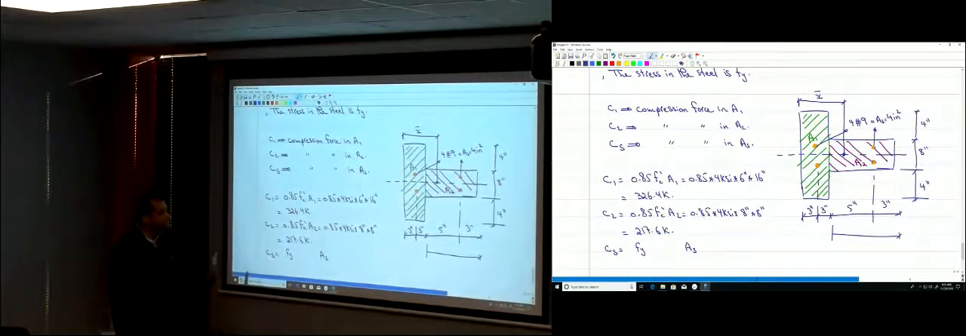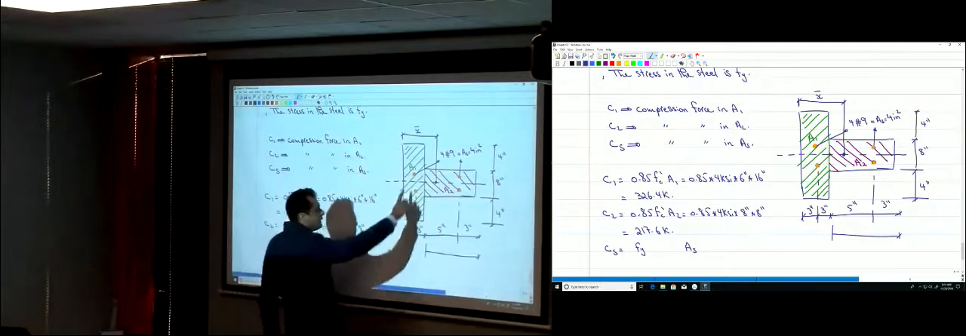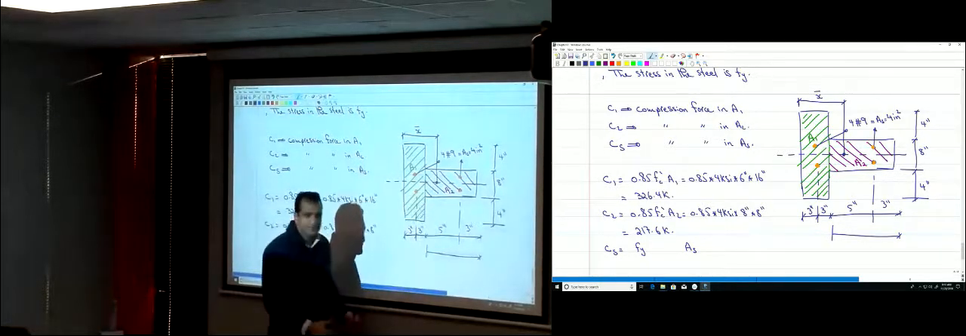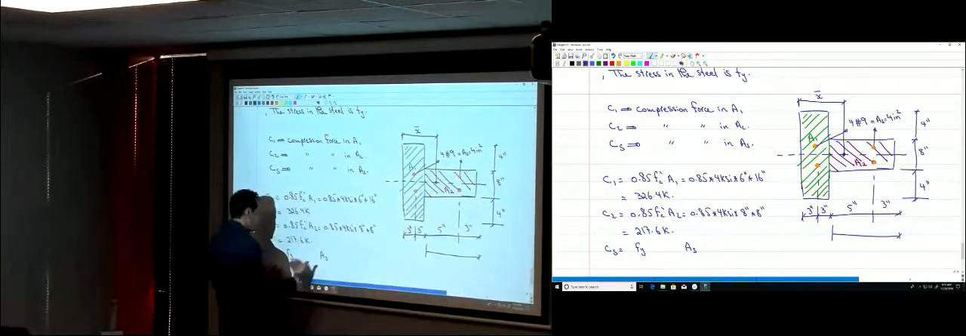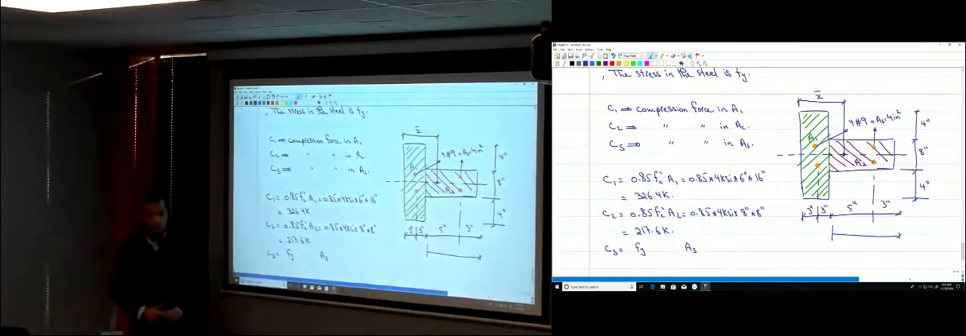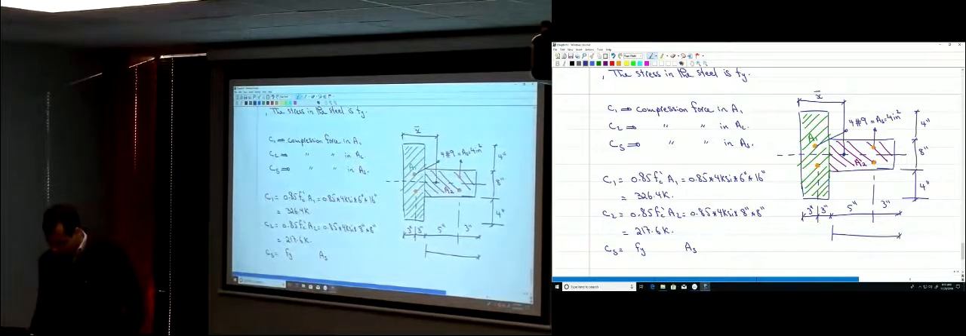So how much is the force? How much was the force here if this was concrete? It's this area of steel multiplied by the stress in the concrete. So now I should subtract this from this force. So it's F yield times area steel, right? And then I subtract 0.85 FC prime times area steel.